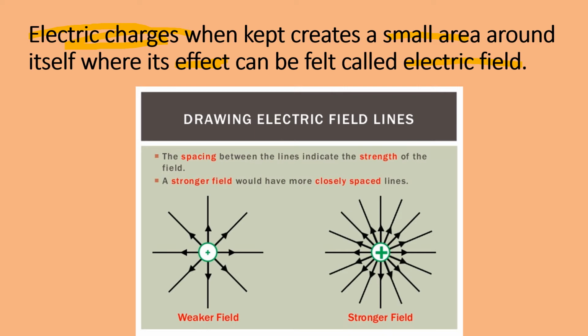How can we draw them? You simply need to write the charge, and drawing lines around it makes the electric field lines. If these lines are very close to each other, the field is strong. Just like in this picture, there are more lines and they are closely spaced, so it becomes a stronger field. If there is good space between the lines, it becomes a weak field.